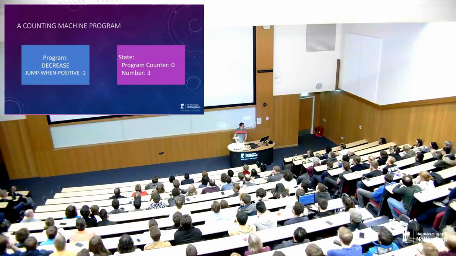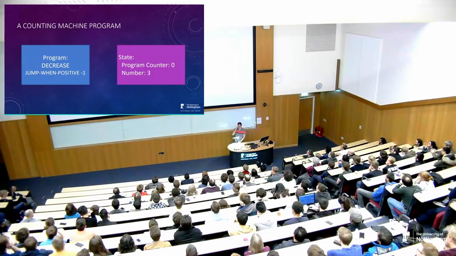So we can construct an interesting program. Maybe we do a decrease instruction first, and then jump when positive and negative 1. So we jump back an instruction. You should take a moment to think about what this program might do if we were to run it.